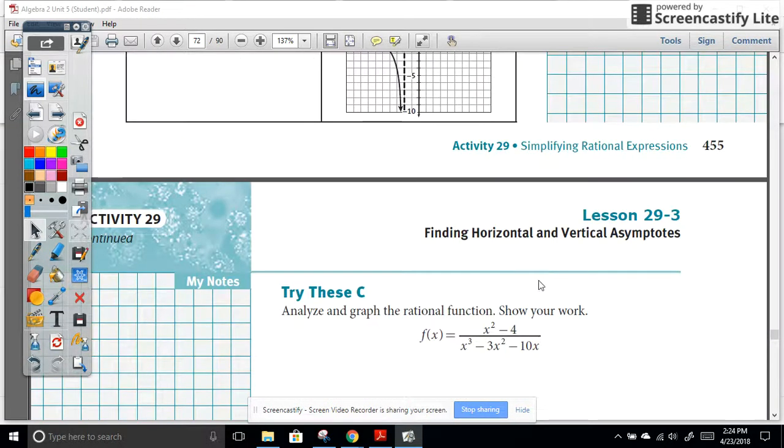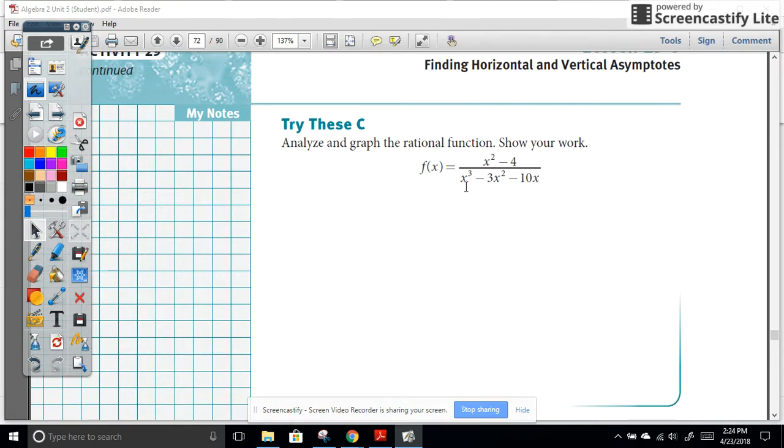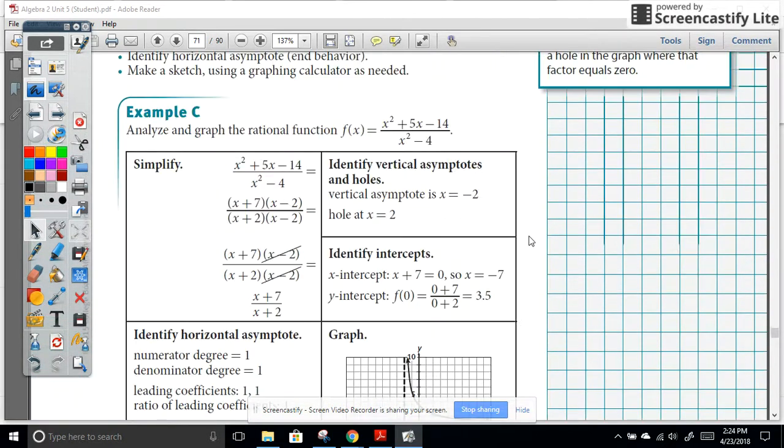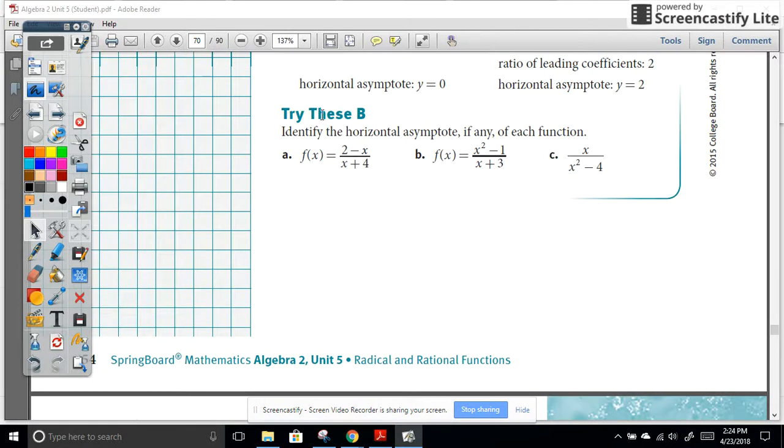Okay, let's look at this one. Analyze and graph the rational functions. That's going to be part of your assignment. Okay, I'm going to do this one. This is going to be one of the things you have to do. What was try these B? Did we get that? Try these B? Yeah, find the horizontal asymptote, if any. All they're asking you there to do is the horizontal asymptote.